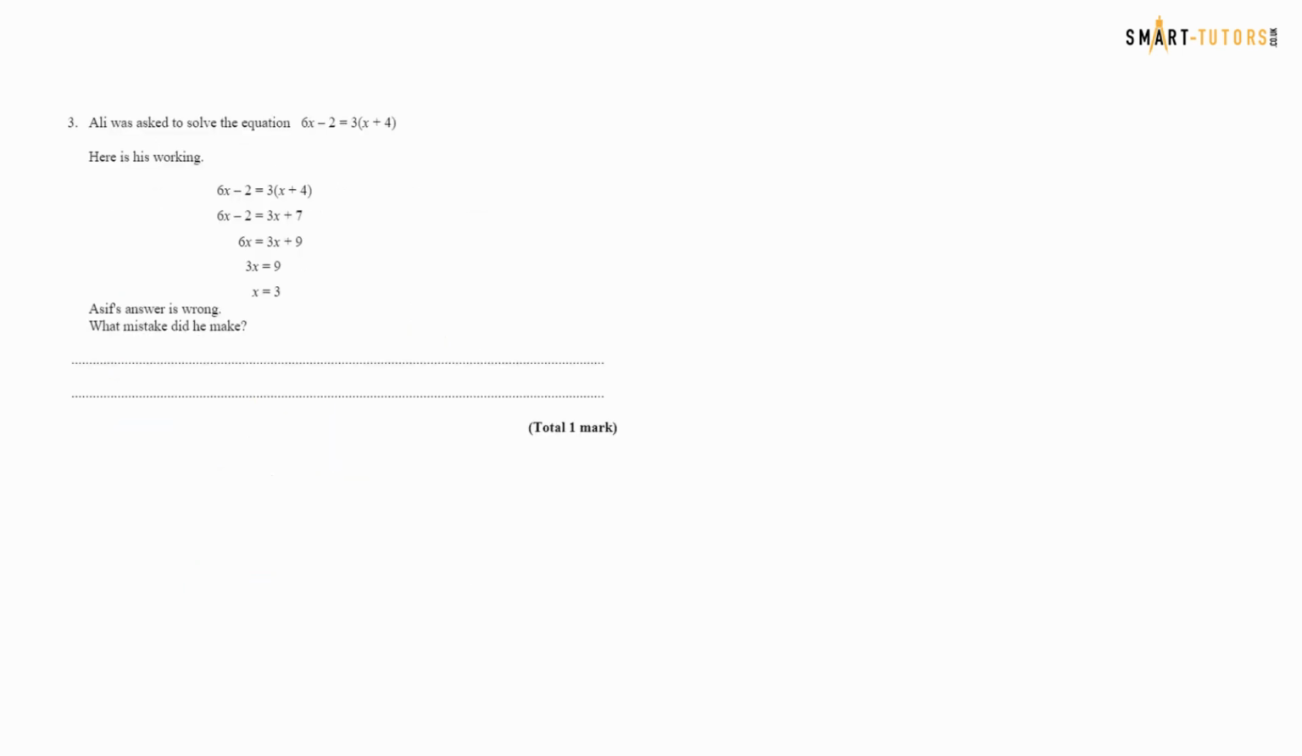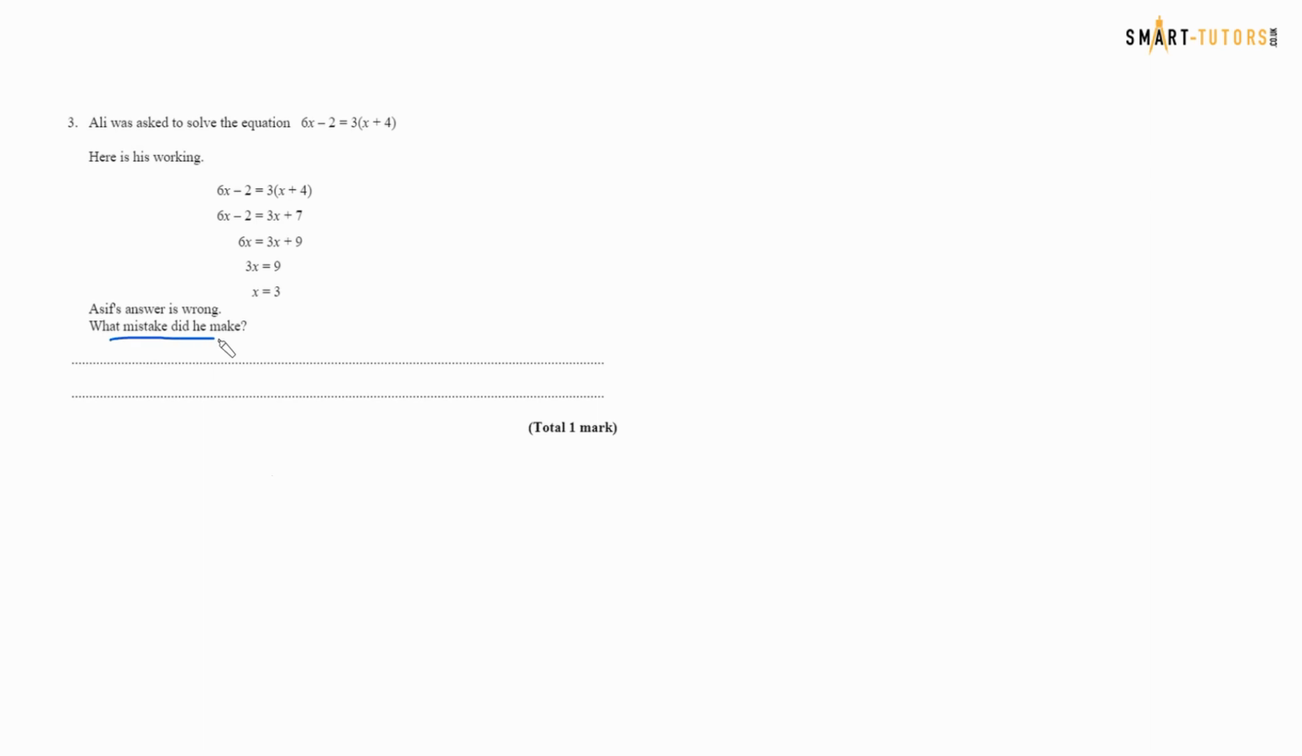Question number 3. Ali was asked to solve the equation. Here is his working. As his answer is wrong, what mistake did he make? So they didn't ask us to redo the question to find the correct answer. They only asked what is the mistake.